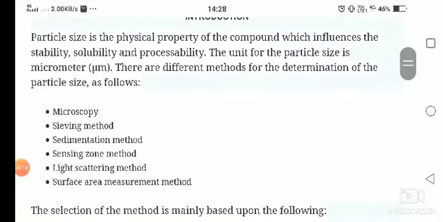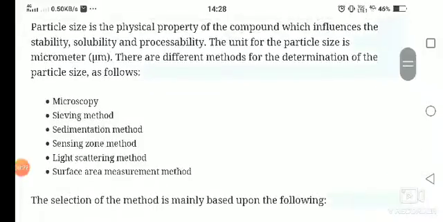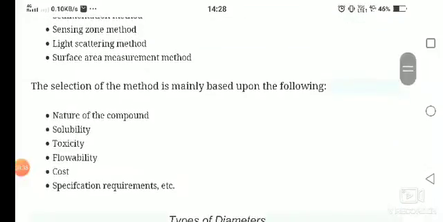So what basically is particle size analysis? Particle size analysis is a physical property of the compound which influences the stability, solubility and processability. The unit of particle size is micrometer. There are different methods for the determination of the particle size, which are as follows: microscopy, sieving method, sedimentation method, sensing zone method, light scattering method and surface area measurement method.